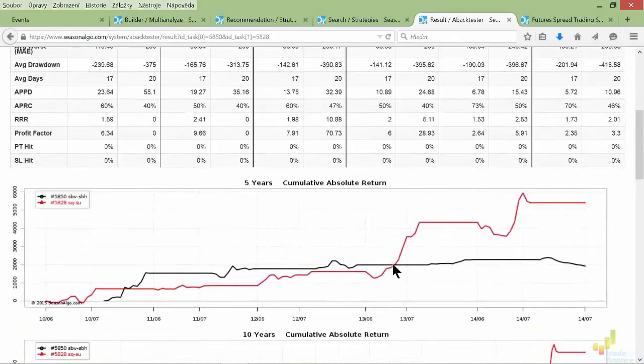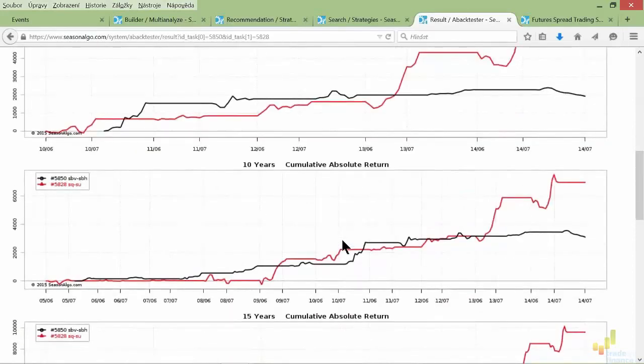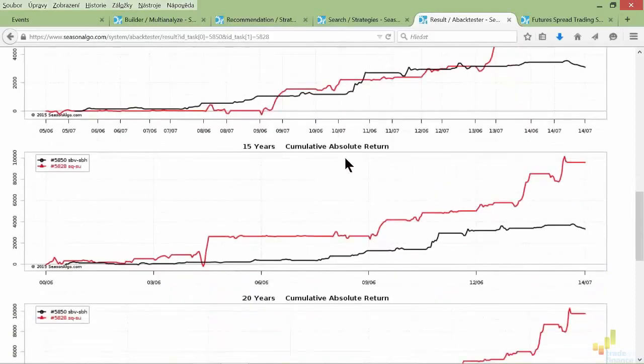And here we can see the comparison of cumulative absolute return. This is on 5 years history. And underneath, we can see how this cumulative absolute return would look like on different historical periods.